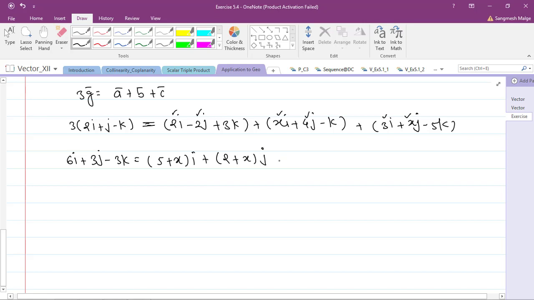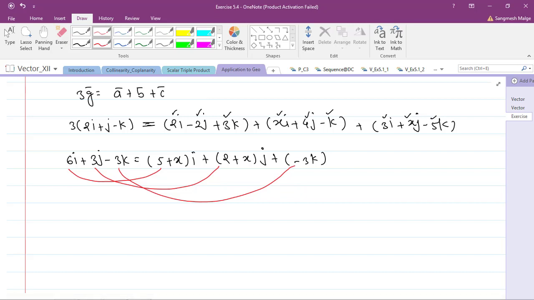J, plus 3 minus 1 is 2. 2 minus 5 is nothing but minus 3K. Okay, now we can easily compare these two vectors. As these two vectors are same, their coefficients of I, J and K should be same. So here if we can directly see, the coefficient of K is directly the minus 3. So from that, we can easily compare the 5 plus x is equals to 6.